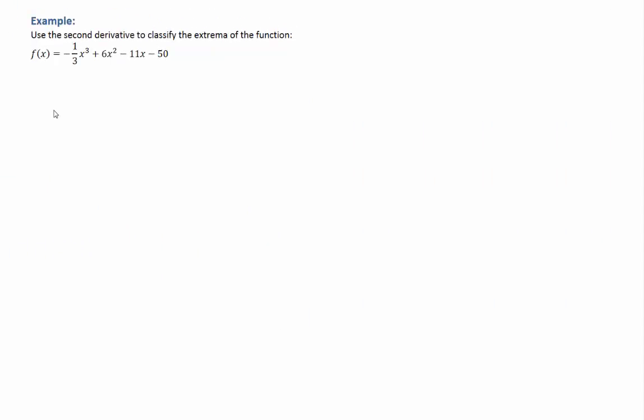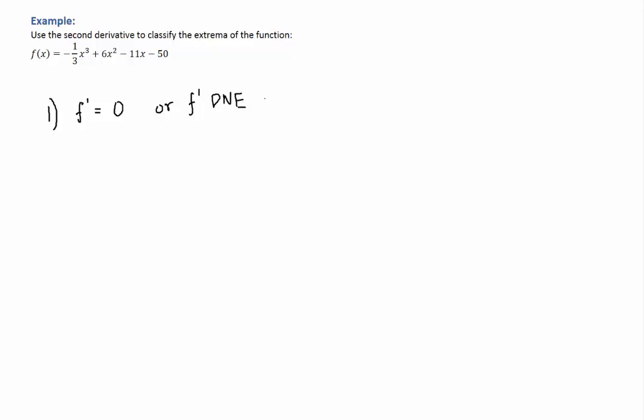Guys, so in this video we're going to talk about the second derivative test to classify the extrema of a function. So remember that extrema are going to occur when the first derivative of the function is either 0 or undefined. So the first step we're going to do to classify this extrema is finding the critical numbers or critical points. And to do that, we're going to find the first derivative, and we're going to find out when this first derivative is equal to 0 or when it will be undefined.